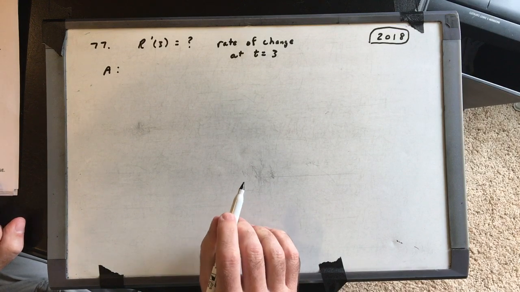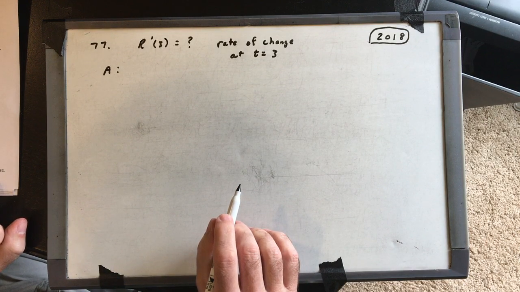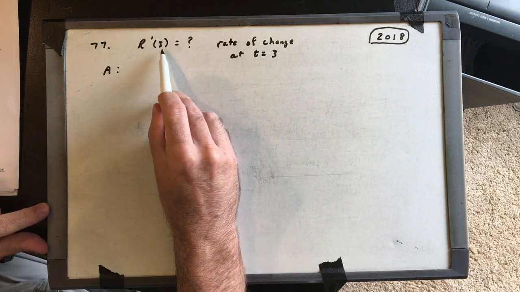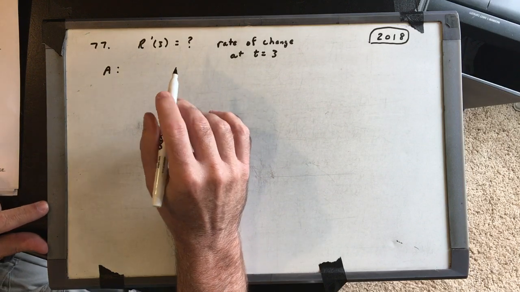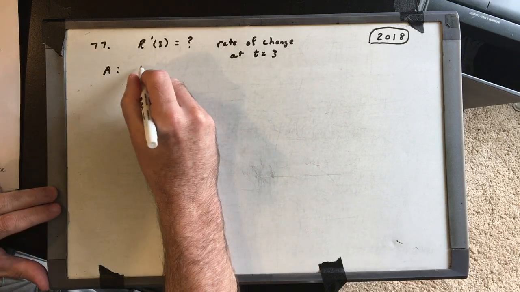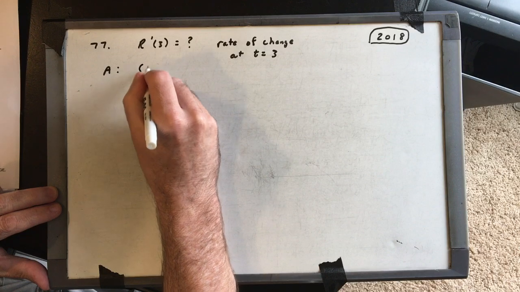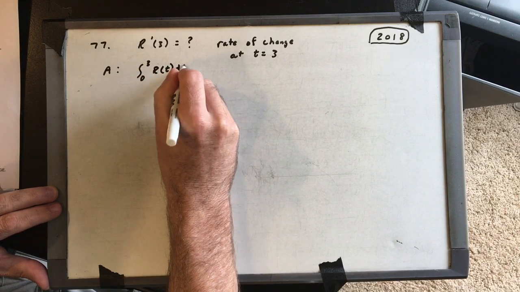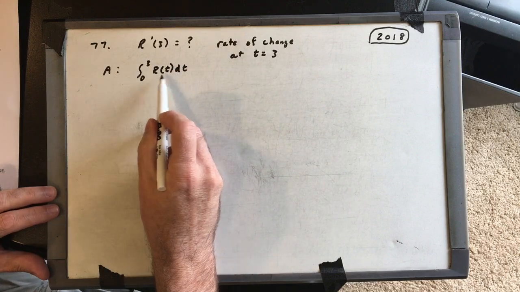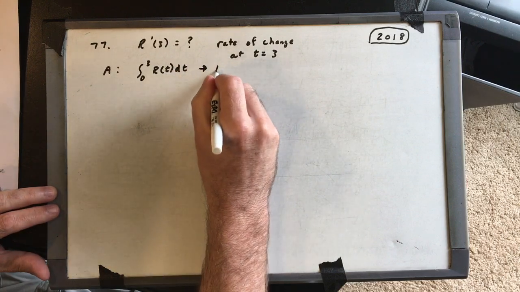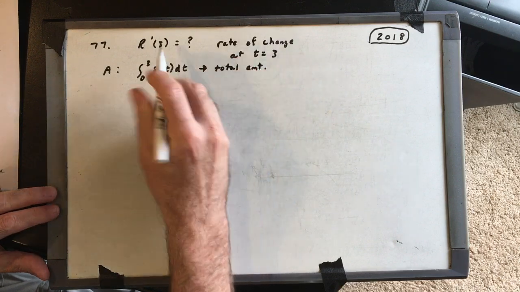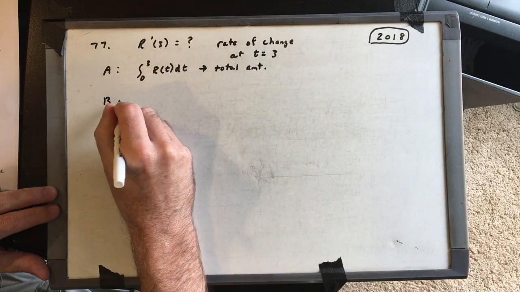So option A says the amount of water in gallons that has leaked out of the tank during the first 3 hours. Well, that's not an instantaneous rate of change. That's the first 3 hours, and it's a total amount. The way you would get A would be the integral from 0 to 3 of R of t dt. That would give you the total amount. And so that is not what R prime of 3 means.